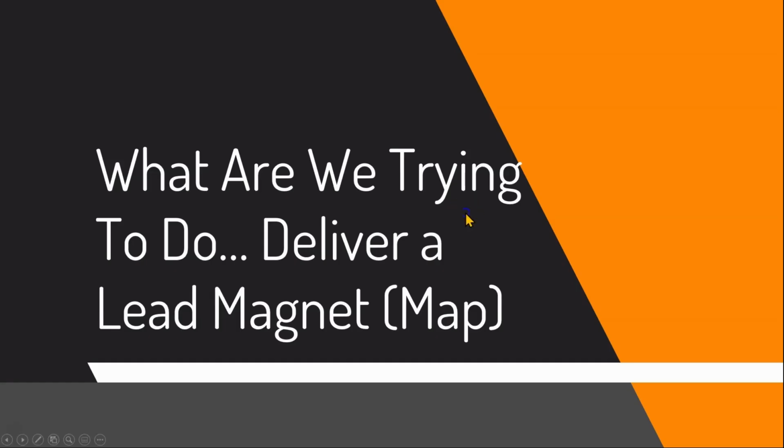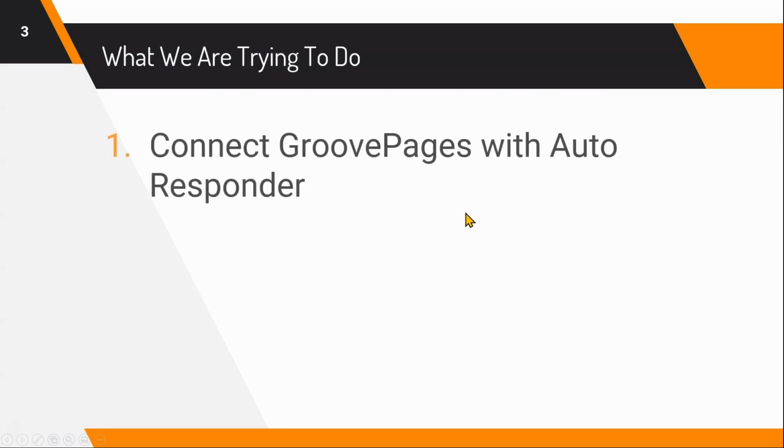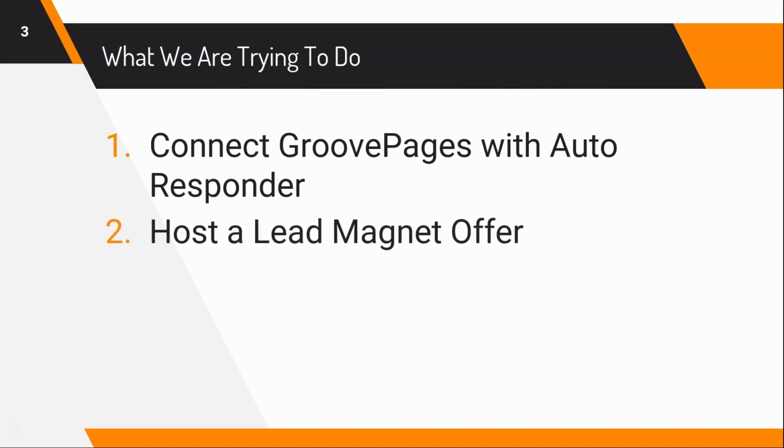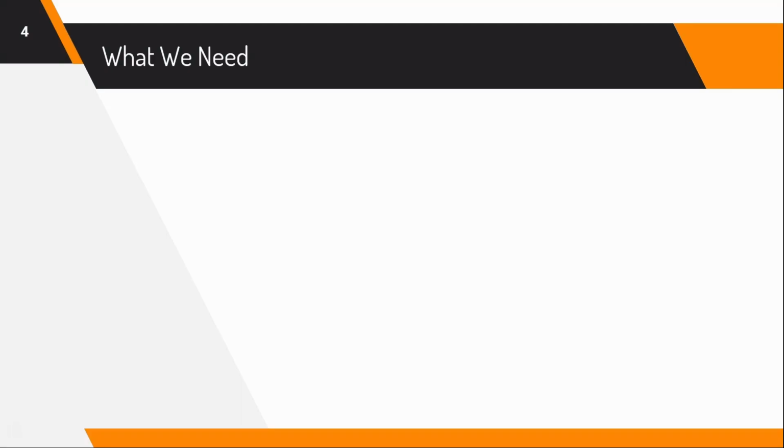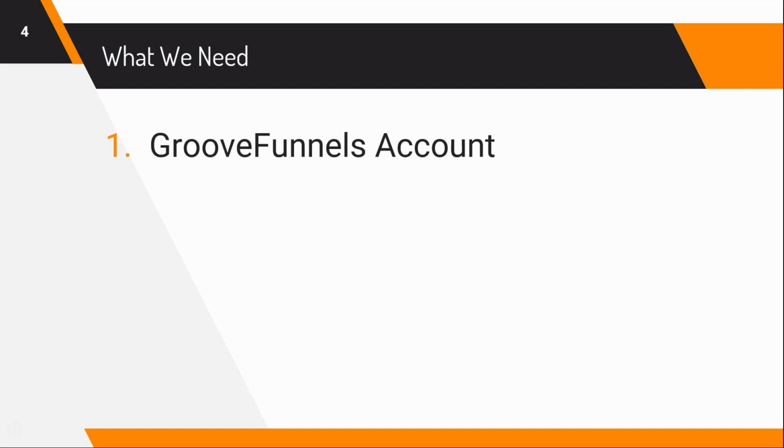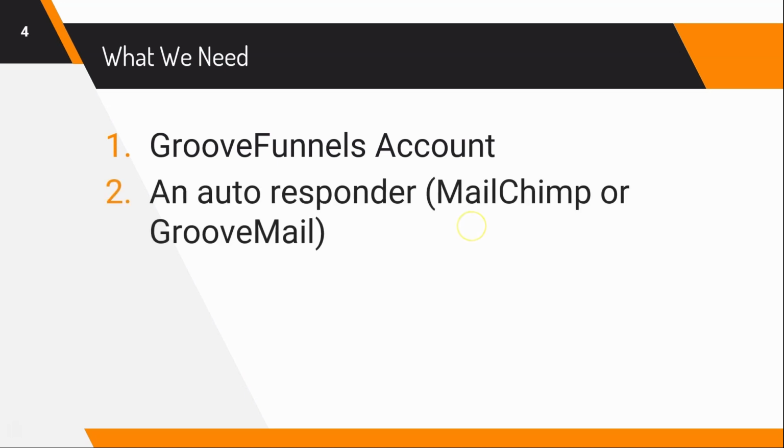So this is what we're trying to do. We will try to connect GroovePage with an autoresponder. We will host the lead magnet offer, and we will configure the double opt-in for the autoresponder. So what we need is a GrooveFunnels account. If you don't have a GrooveFunnels account yet, you can look in the link description and subscribe to a free GrooveFunnels account that we will actually use with these autoresponder.